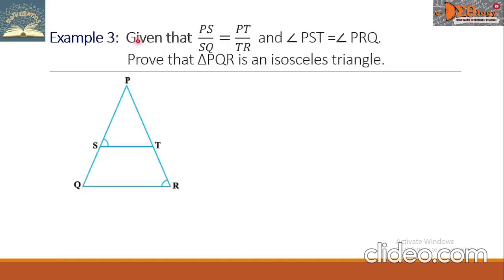Example 3. Given that PS over SQ, these are sides of this triangle, equals PT over TR, and the angle PST is equal to the angle PRQ. Prove that triangle PQR is an isosceles triangle.